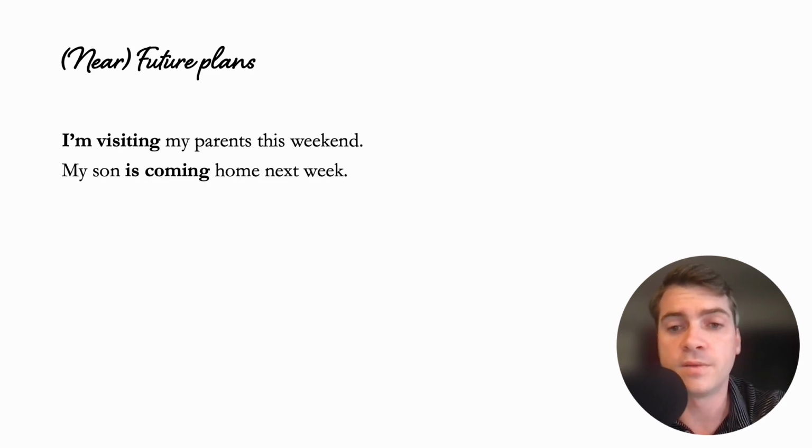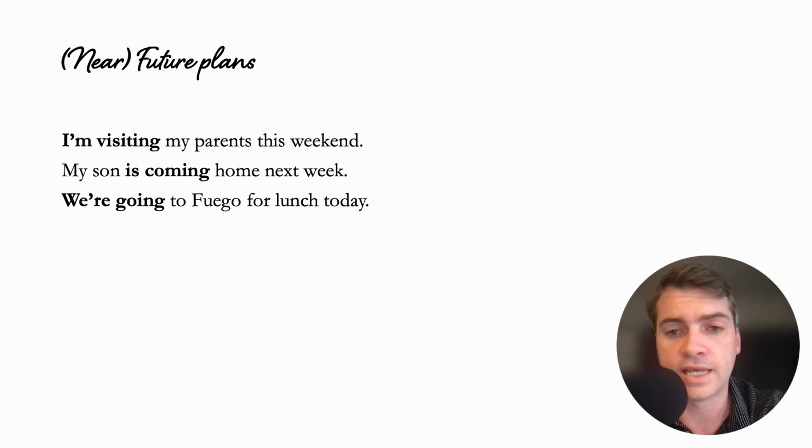My son is coming home next week. Okay, again, it's in the near future. It's coming up soon. So we just use the present continuous. We say, my son is coming home next week. We are going to Fuego for lunch today. Okay, we're not going right this minute, okay, but we are going at some point today. So we're telling you, hey, this is what we're doing today if you want to join us, if you want to change your plans or something like that.